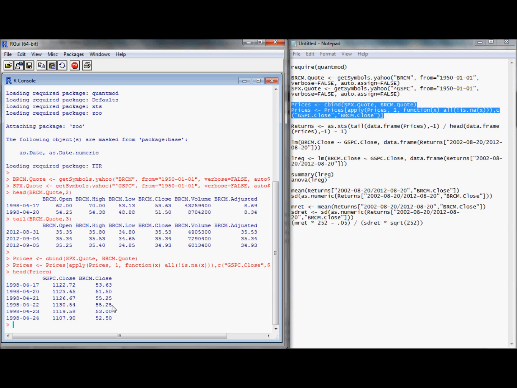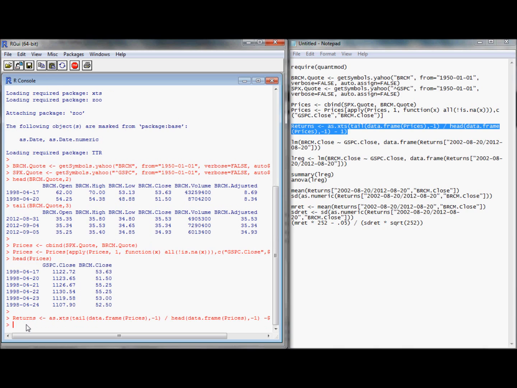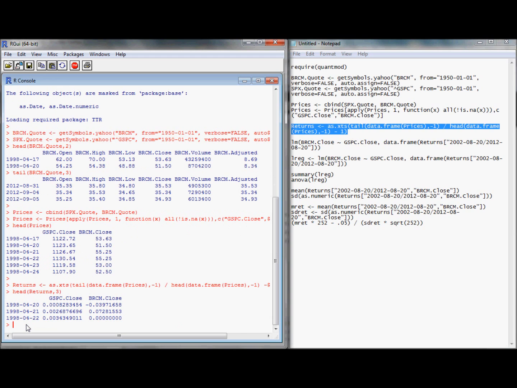Next, for our analysis, we need to convert from prices to daily returns. And next, we can display the three oldest daily returns. To check our calculations, we can compare the prices with the returns.